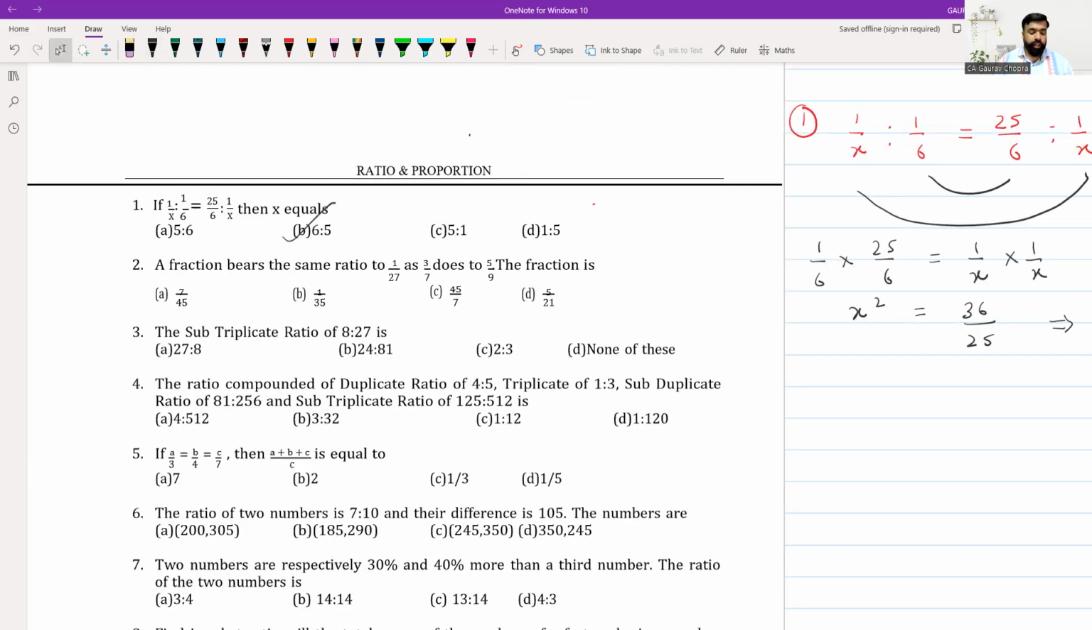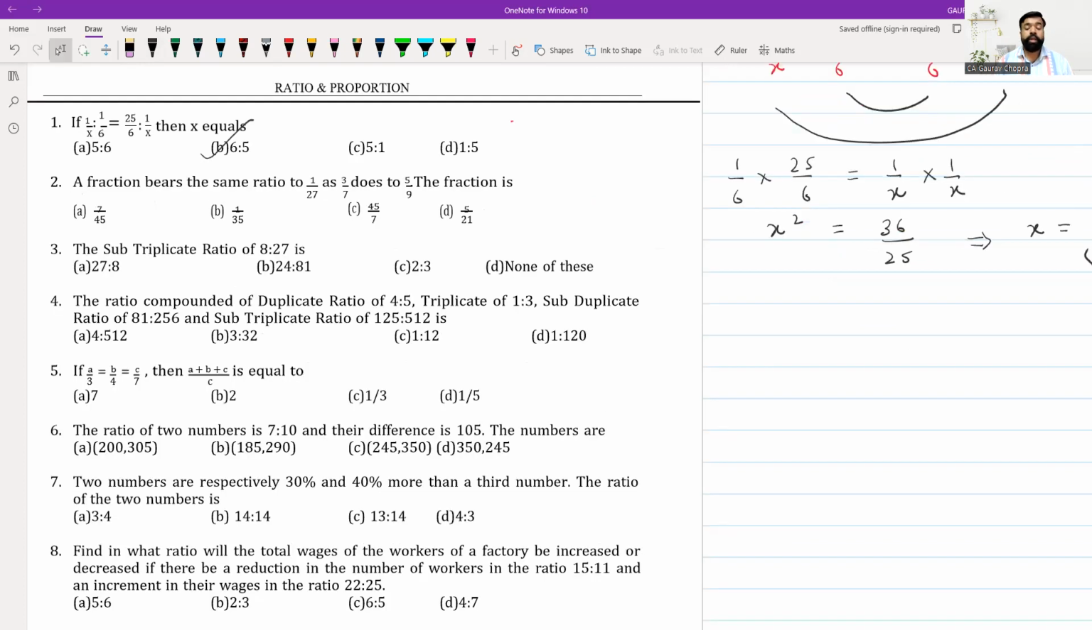Now the second one. A fraction bears the same ratio to 1 by 27 as 3 by 7 does to 5 by 9. So again, it is a very similar question. Let us understand with the simple method. A fraction bears the same ratio, so what do we assume that fraction to be? x. Let us assume this fraction as x. So x has a ratio with 1 by 27, and it is the same as 3/7 ratio to 5/9. Now this becomes a normal proportion question.